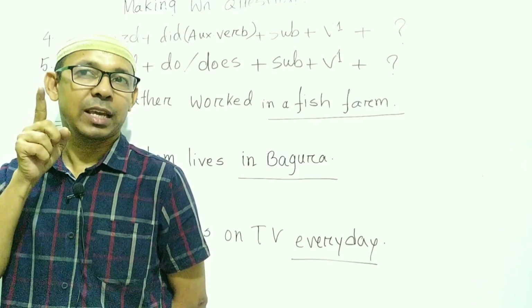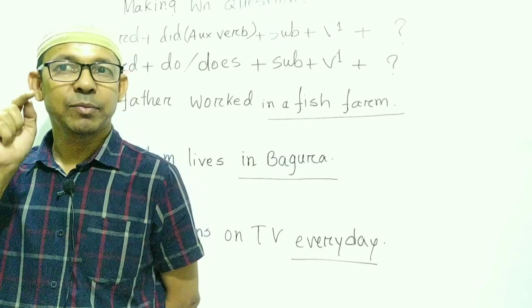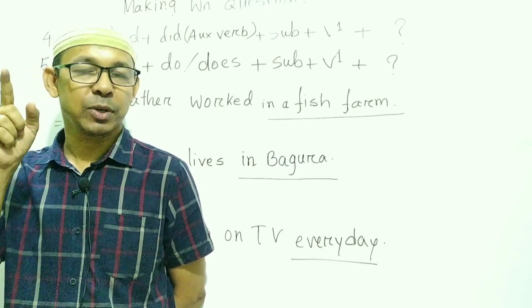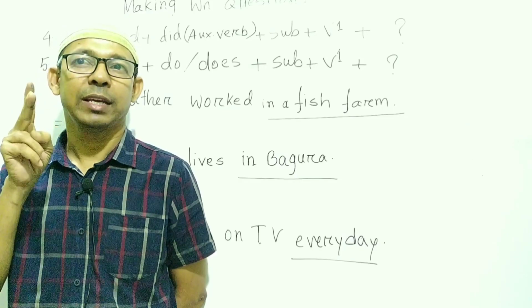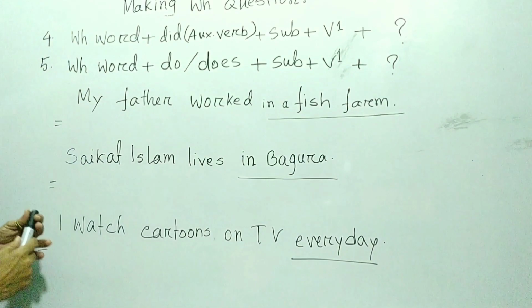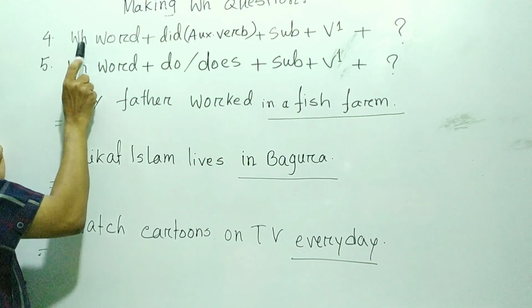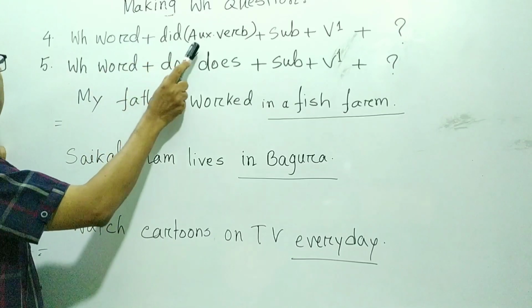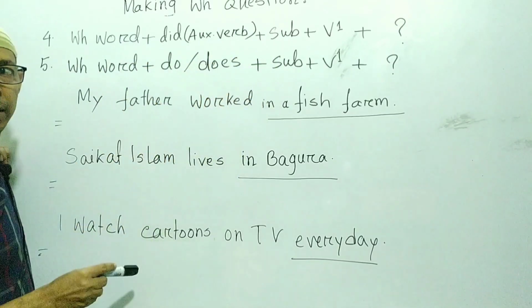So first thing you have to remember, that if the verb is in the past form, then the auxiliary verb will be did. Okay, so now let's see the first rule. WS word, did as an auxiliary verb, then subject, then V1, then question mark.